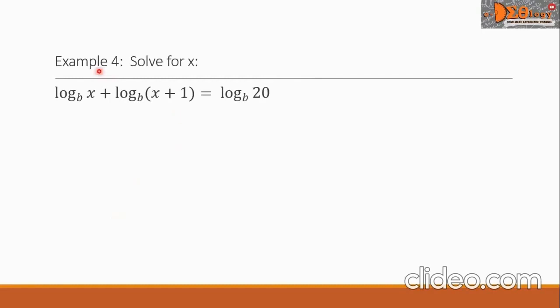Let us have example 4. Solve for x. So we have here log of x to base b plus the log of the binomial x plus 1 to base b equals the log of 20 to base b. So this positive sign denotes product for the x and the x plus 1. So we will combine them. So we have now the log of the product x times x plus 1 to the base b equals, the right side is still the same, the log of 20 to base b.